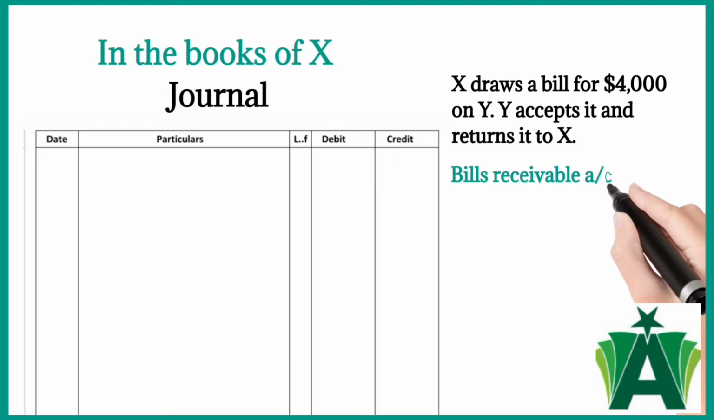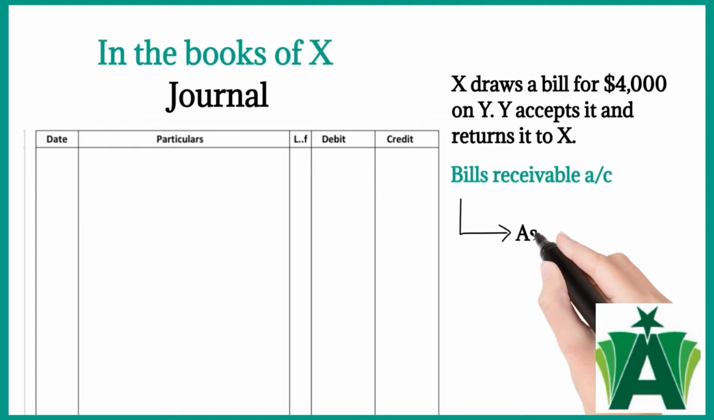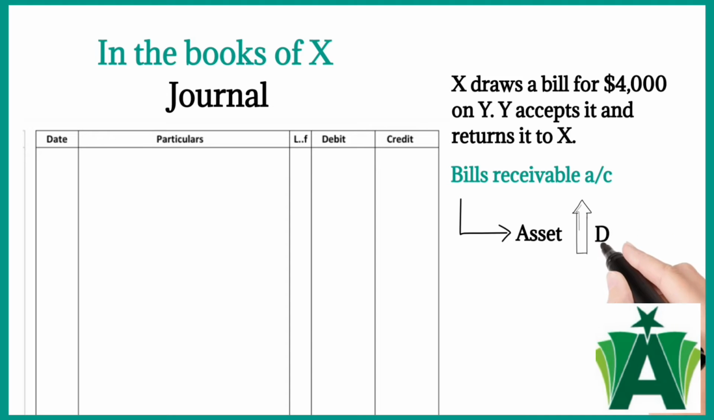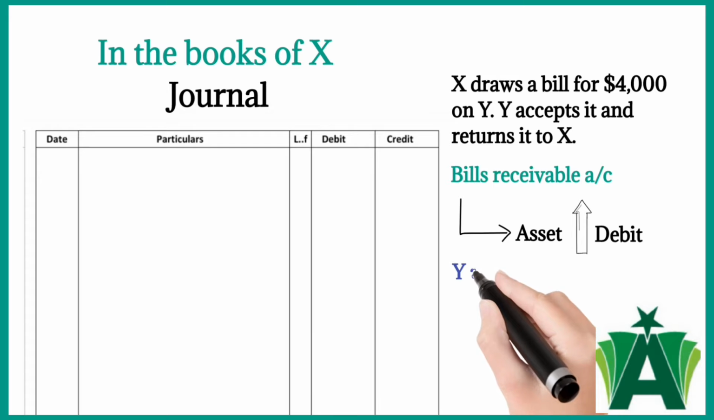The first account is bills receivable account. Bills receivable account nature is asset. In this transaction, asset increase in business. When asset increase in business, account will be debited.